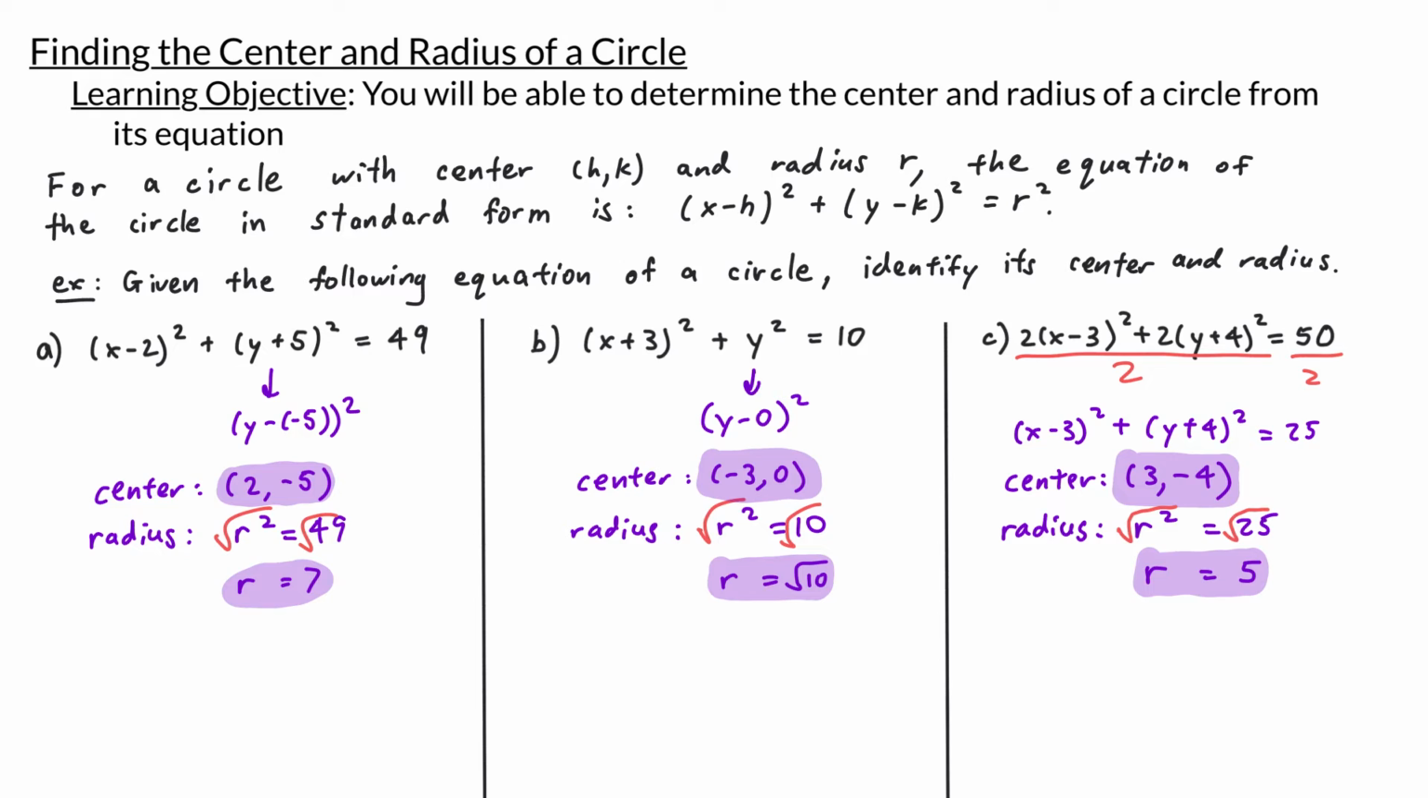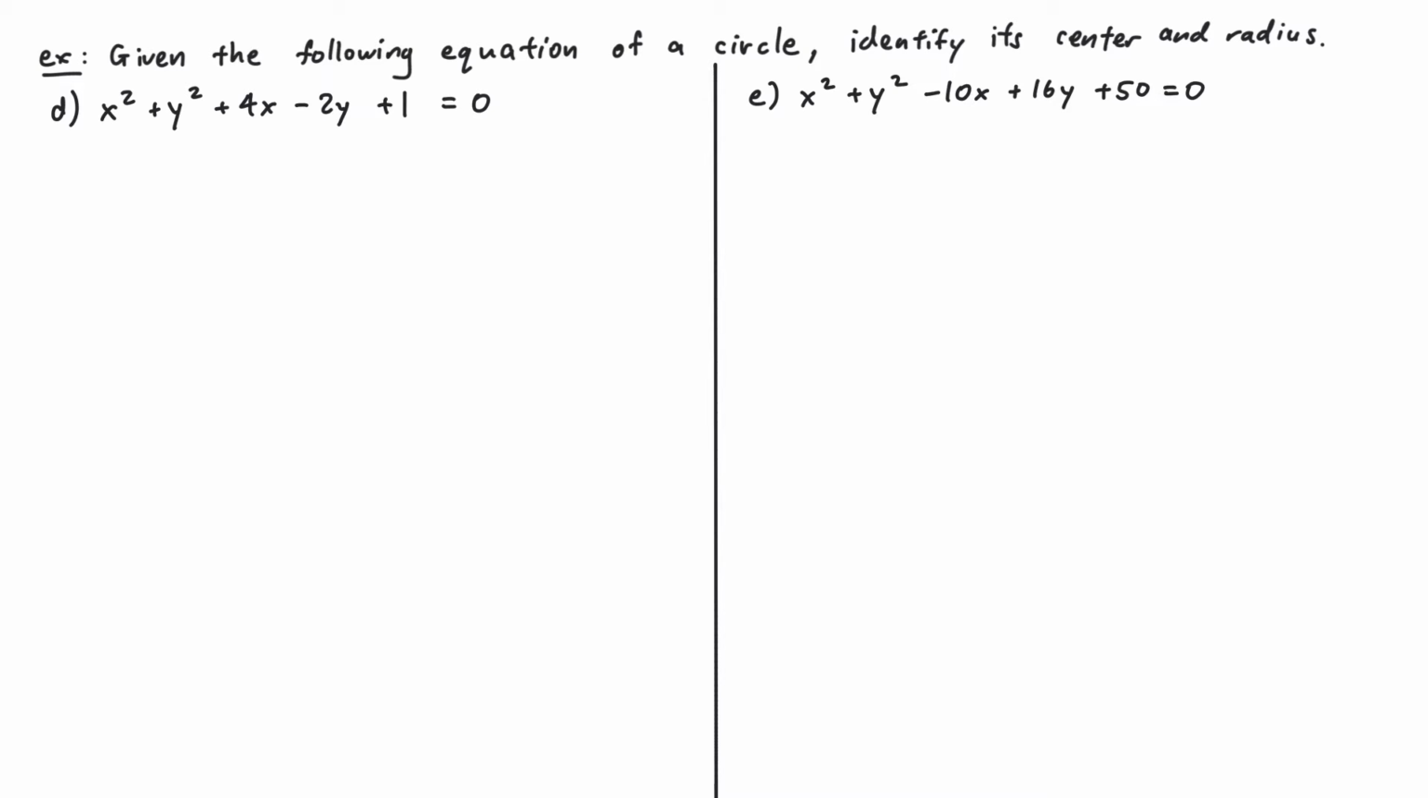Let's look at a couple more examples of equations of circles that are not given in standard form. In example D here, we're given the equation x squared plus y squared plus 4x minus 2y plus 1 equals 0. This looks nothing like the standard form for a circle. So if we want to determine the center and radius, what we need to do is first rewrite this so that it is in standard form.